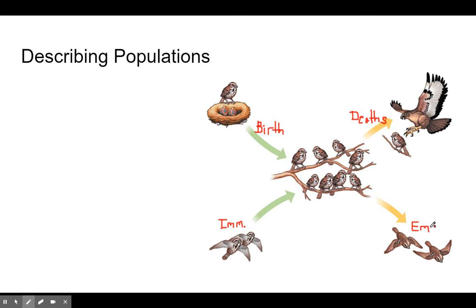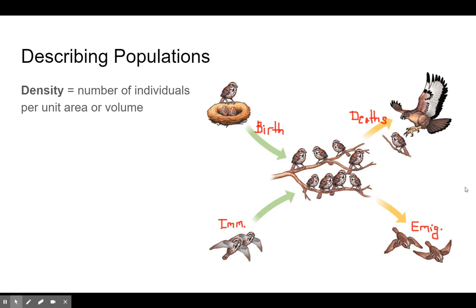Because when we talk about a population, we're really just talking about the individuals of the same species that are within the same area. They interact with each other, they might mate with each other, they compete with each other for food, all of those types of things make up a biological population. When we describe a population, there are a few different characteristics we can talk about.